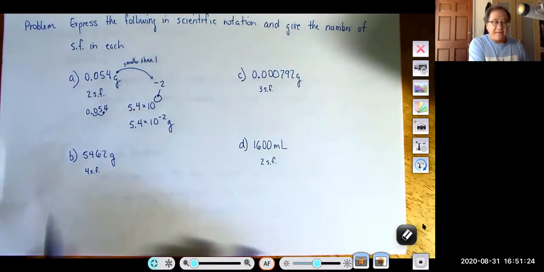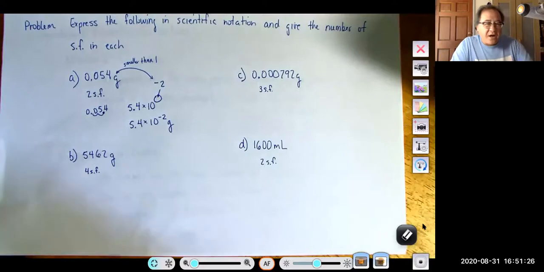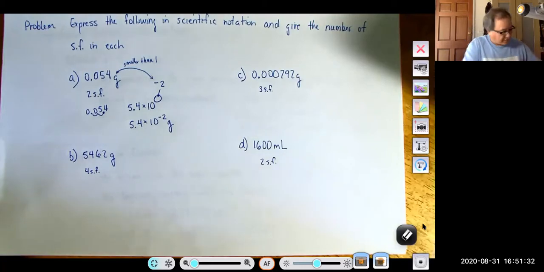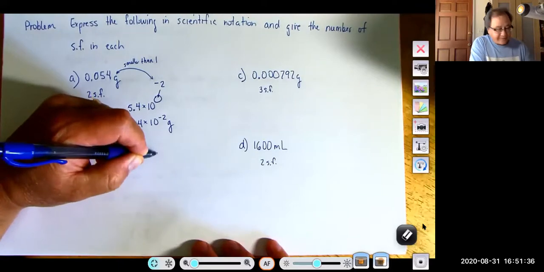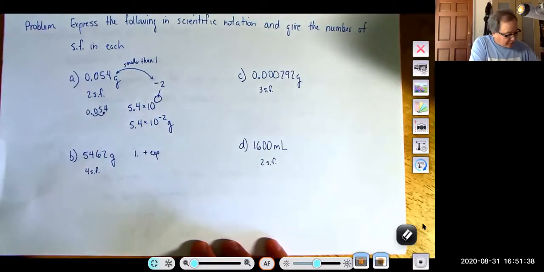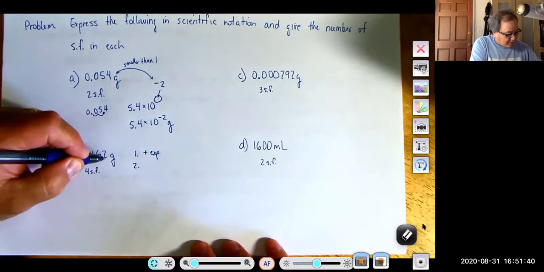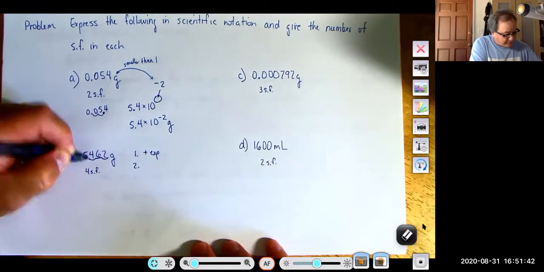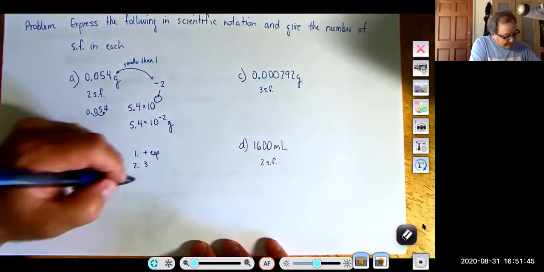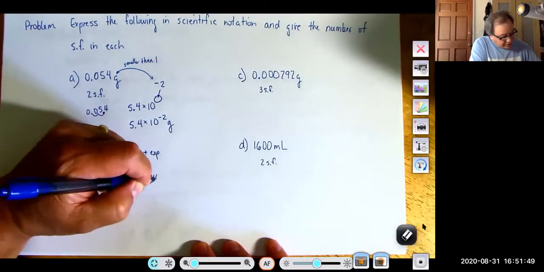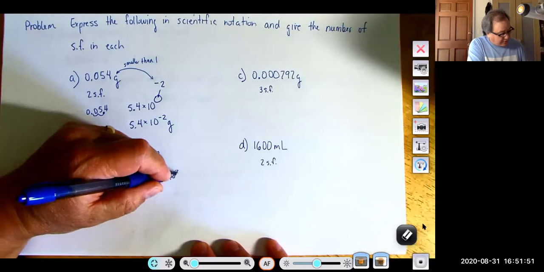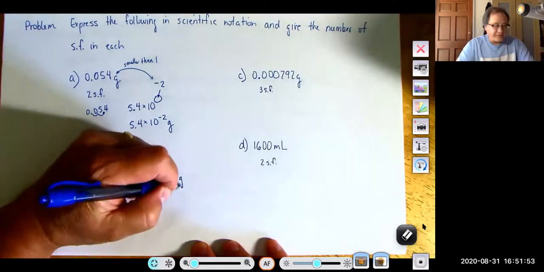So let's take a look at B. And actually, I'm going to be honest with you, the first thing I do is I look at the number and decide, will my exponent be positive or negative? So step 1 here, it's going to be a positive exponent, right? And then 2, I'm going to move the decimal over 1, 2, 3 times. And then 3, I'm going to get 5.462 times 10 to the 3rd grams.